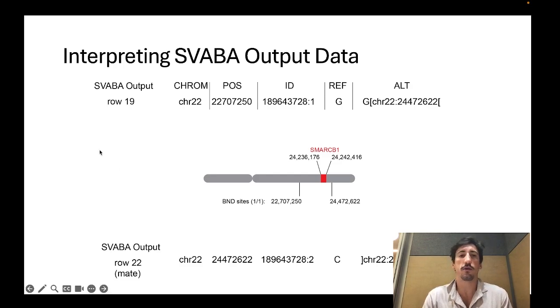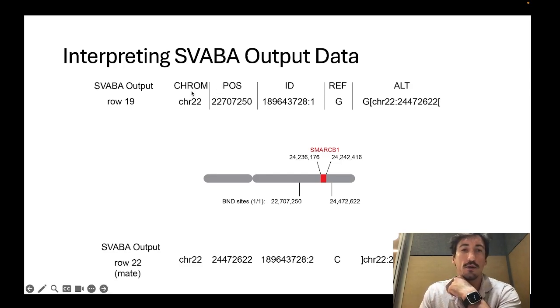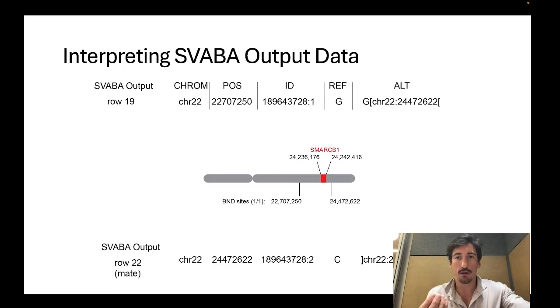Now, jumping to the top here, walking through each of these different columns. On the left, pretty self-explanatory, this is the chromosome it's identified on. This position here is showing the beginning of the break end event that SvABA identified. This ID column here, not important. This is something SvABA applies to each structural variant. And then this reference column here is just showing what nucleotide the structural variant begins at.